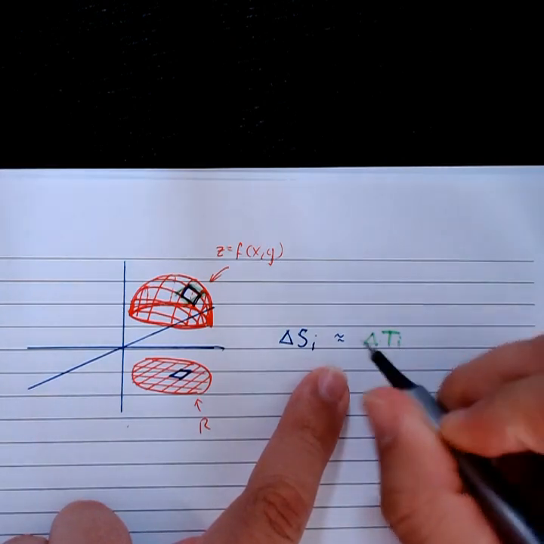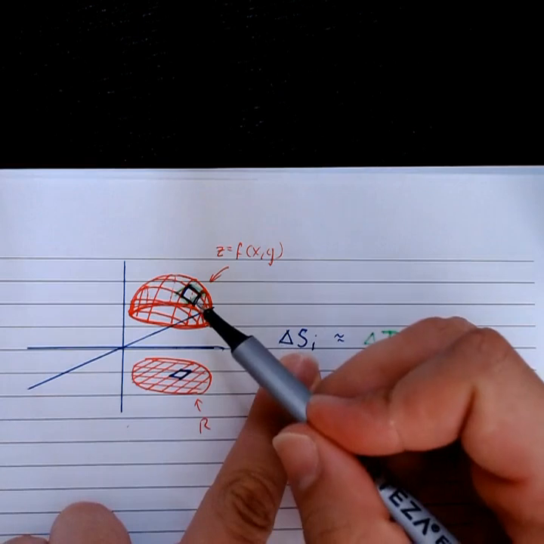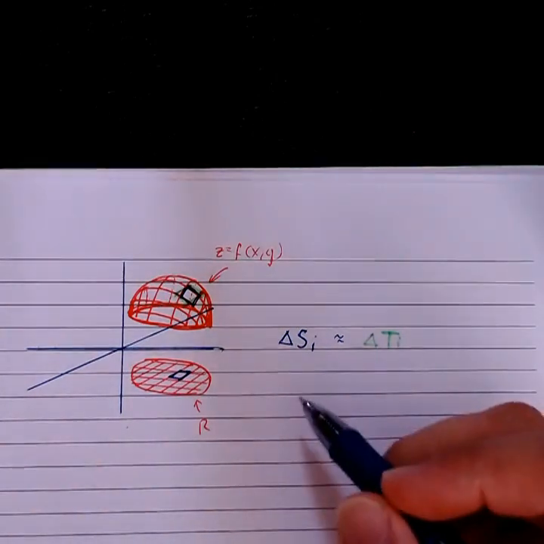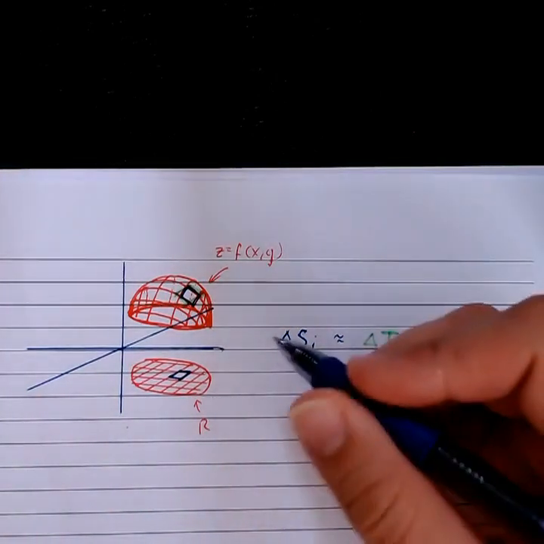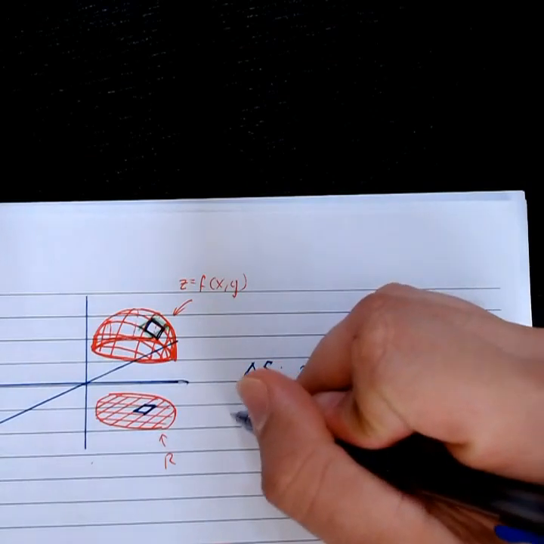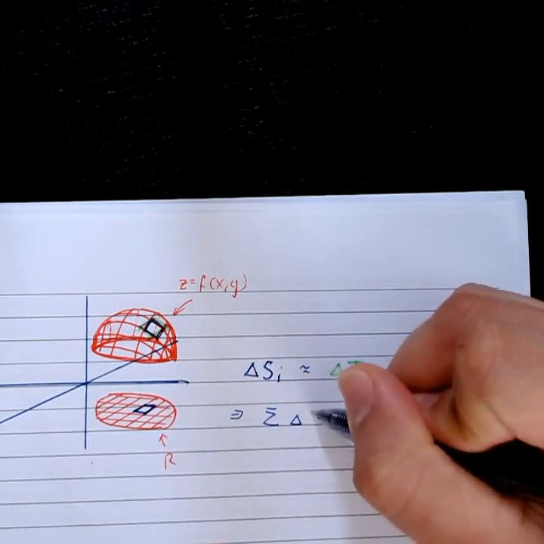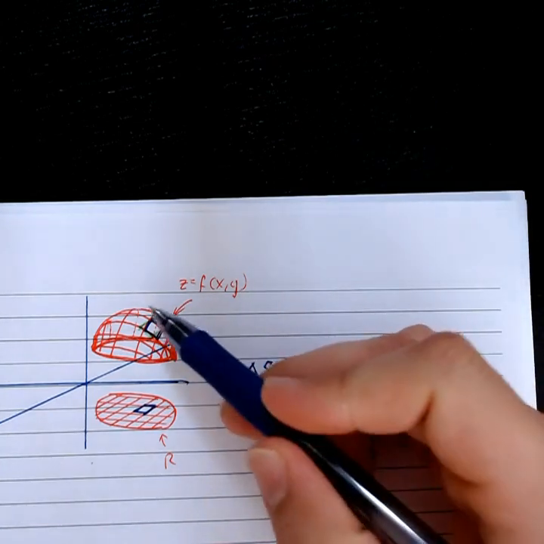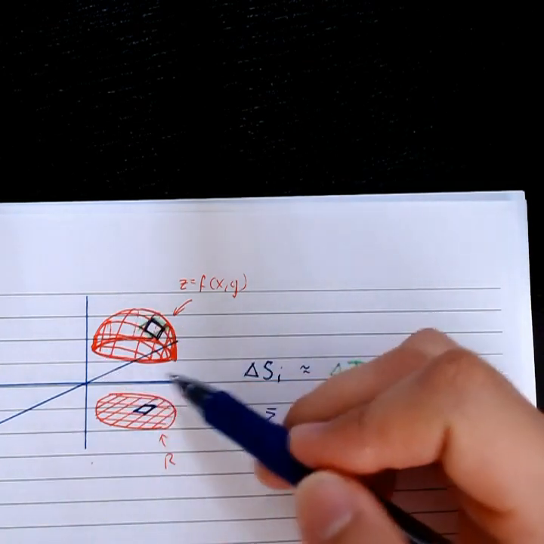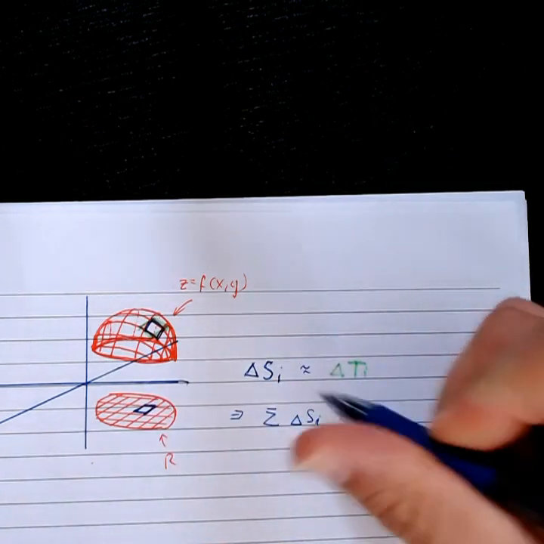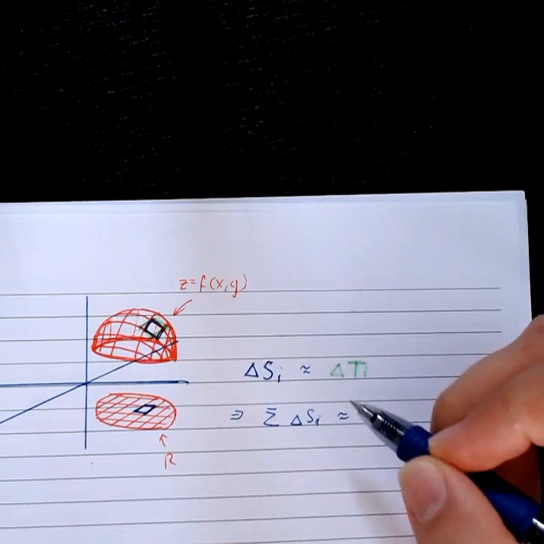The i is there just because there's going to be multiple ones: the first one, the second one, the third one, the fourth one, the fifth one, and so forth. But if there are going to be so many of them, then I'm going to need to add them together. That suggests that if I add together these little patches, that's going to give me the total surface area of this surface. But that's approximately the same as adding together each of the little tangent planes.